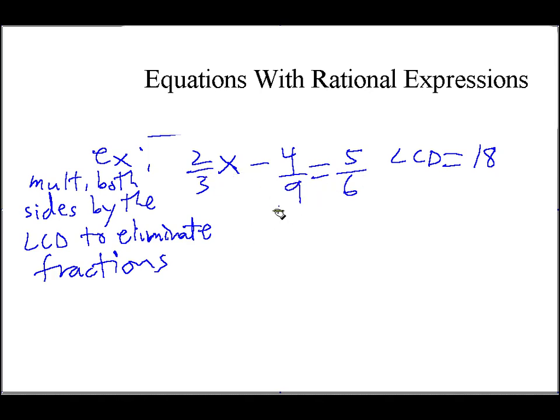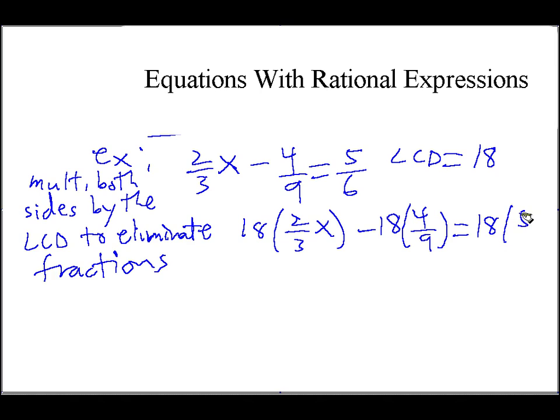We've done this before back in section 3.2. So 18 times the first fraction, 2/3 x, minus 18 times the second fraction, 4/9, equal to 18 times the right-hand side, 5/6. Let's work it out. 3 into 18 is 6 times, so 6 times 2x will be 12x.